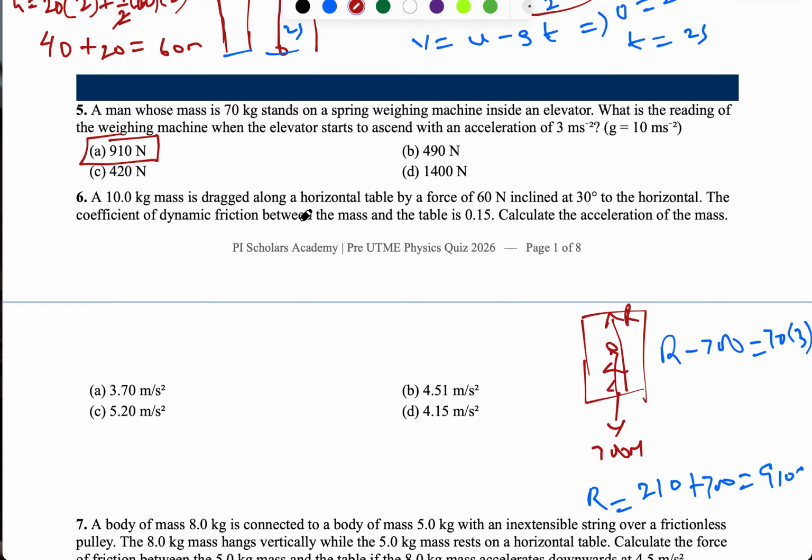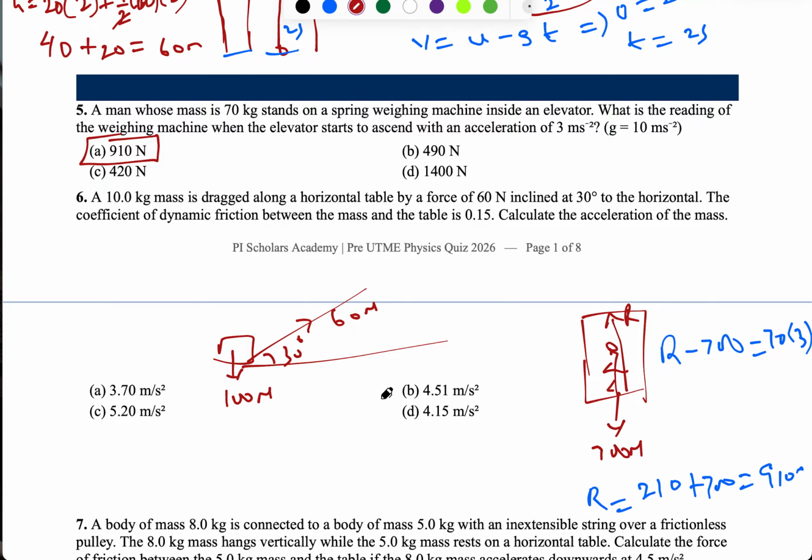A 10 kg mass is dragged along a horizontal table by a force of 60 newton inclined. So we have this guy, 60 degrees, 60 newtons, and this is 10 kg. So that means that the weight of the body is going to be 100 newton acting downward, 30 degrees to the horizontal. So we have 30 degrees to the horizontal. The coefficient of dynamic friction between the mass and the table is 0.15. Calculate the acceleration of the mass.